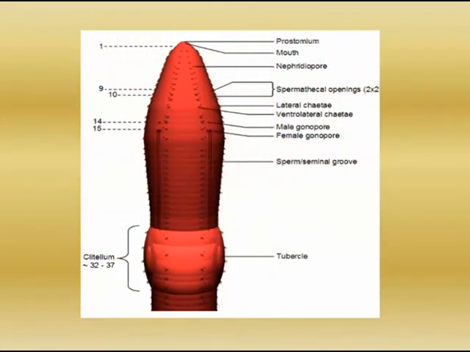You can see here the picture of earthworm. Here we are showing the different parts, segments and pores of earthworm's body. This is prostomium, this is mouth which bears prostomium and peristomium. This is prostomium, this is peristomium, nephridiopore, spermathecal openings. These are seta. Male gonopore, female gonopore, sperm or seminal groove, tubercle, and this is clitellum, which helps in production of cocoon.